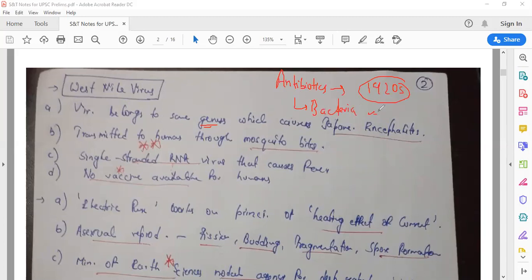West Nile virus is a virus. It belongs to the same genus which causes Japanese encephalitis, and it is transmitted to humans through mosquito bites.